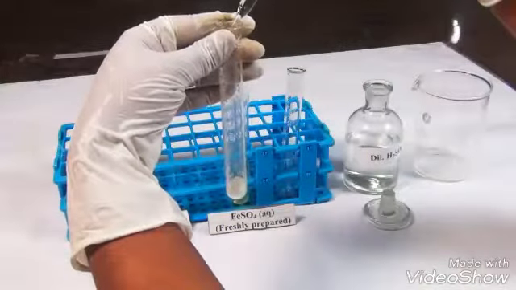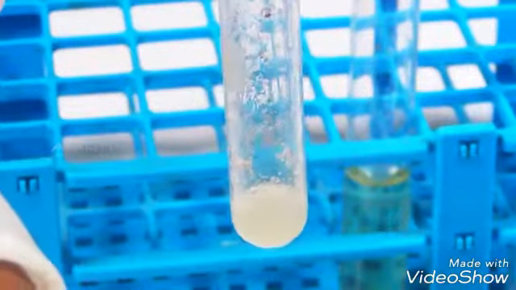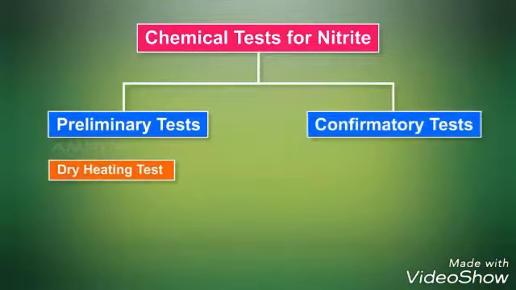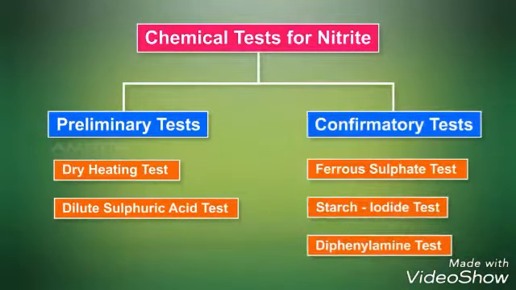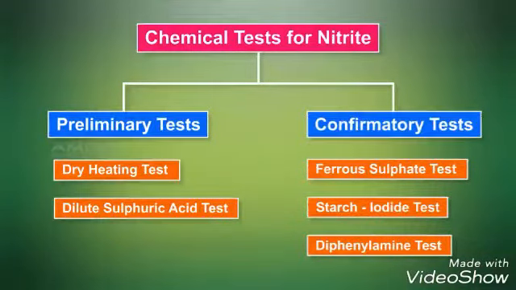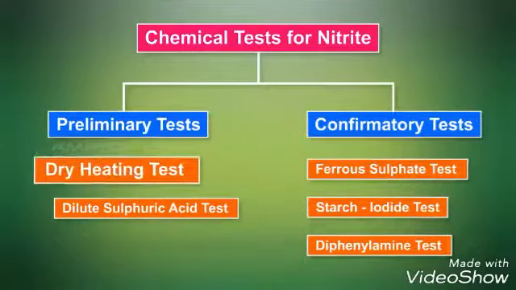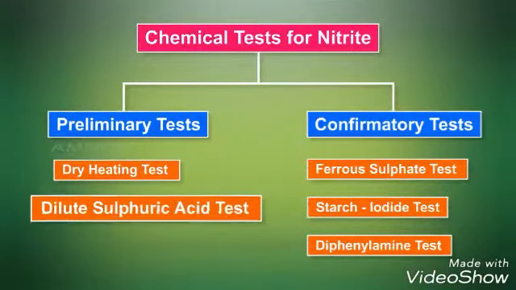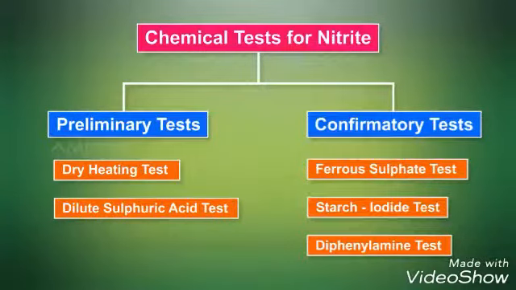Our aim here is to test for the presence of the nitrite ion in a given salt. The tests to determine the presence of the nitrite ion are preliminary tests and confirmatory tests. Let's first look at the preliminary tests of nitrite. They are dry heating test and dilute sulfuric acid test.